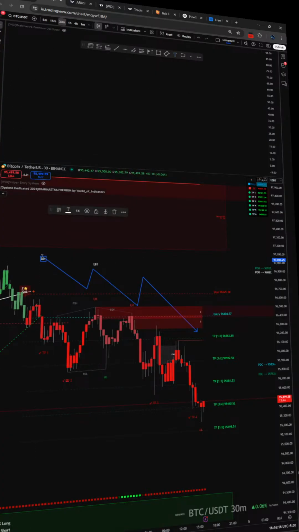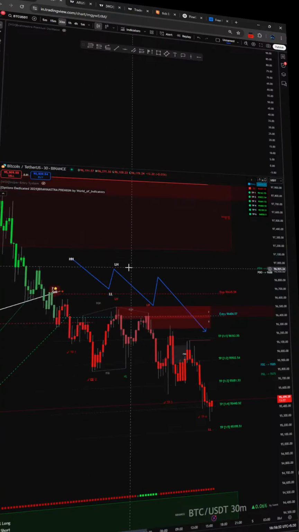You can see the same structure is forming here. We are getting the same structure. It can be anything, lower low and higher low, it can be anything, but we are interested in this part only.